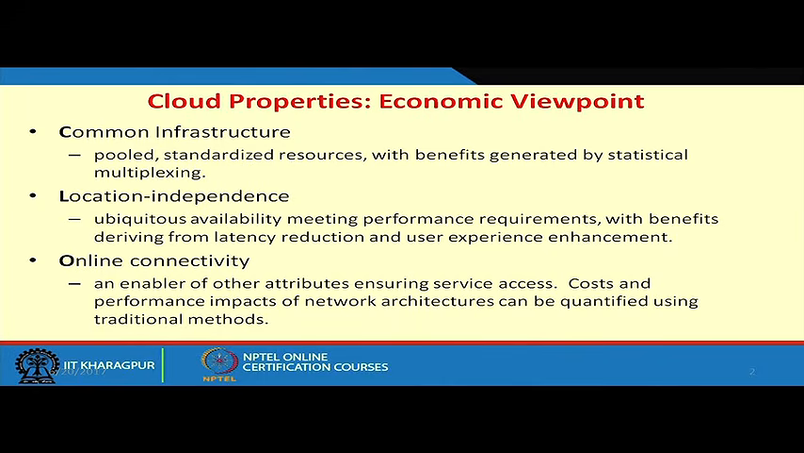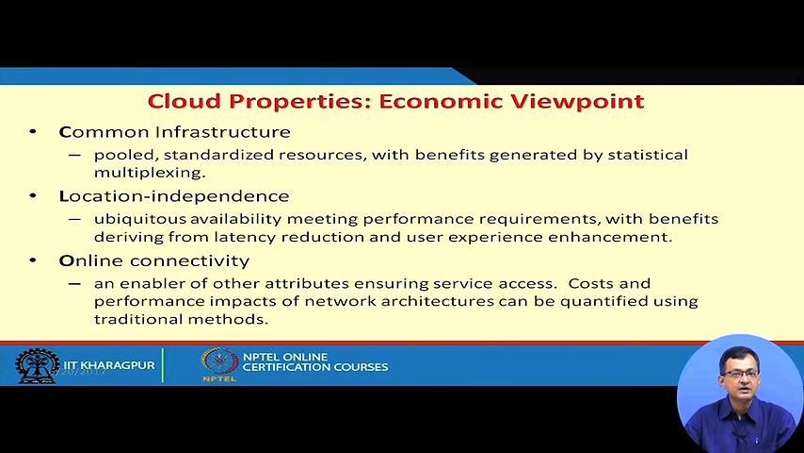Those of you who are interested in working along this line can now leverage this type of work. So, from the economic point of view, let us relook at the different cloud properties. One is the common infrastructure: pooled standardized resources with benefits generated by statistical multiplexing, right.